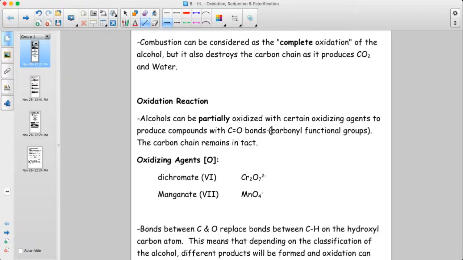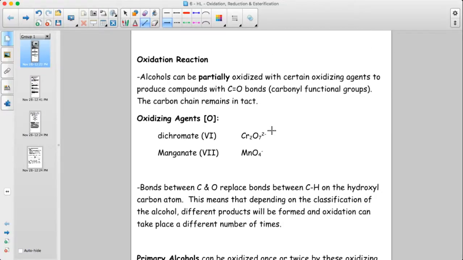However, this oxidation reaction that you need to know is a little bit different from just the combustion reaction. It's really just a partial oxidation that keeps the carbon chain intact as the carbon gets oxidized. And so you're going to produce compounds that have C to O bonds, also referred to as a carbonyl group, but keeping the carbon chain intact.